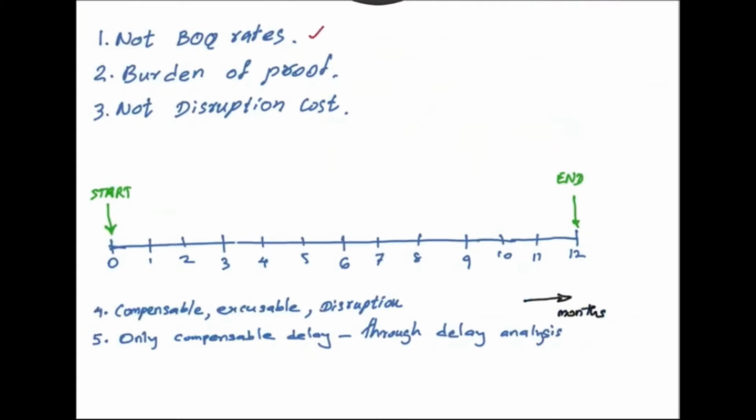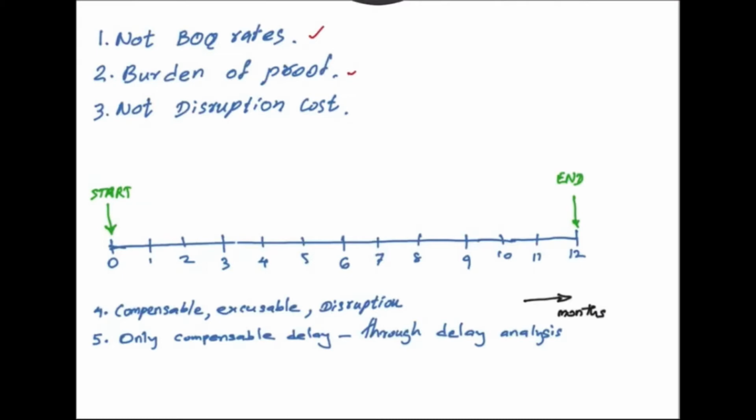Then the second point is the EOT claim is always submitted by the contractor. The burden of proof lies with the claimant. Therefore, the contractor is the person who has to prove his claim.